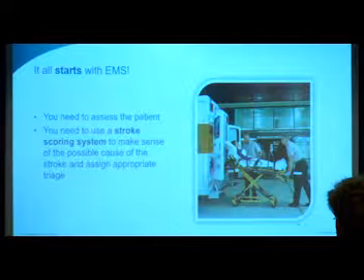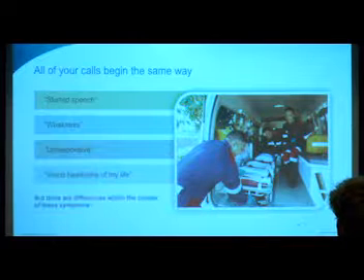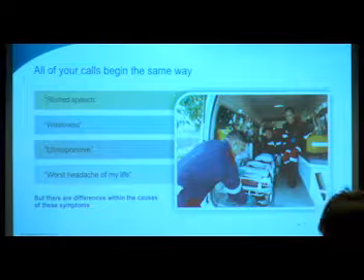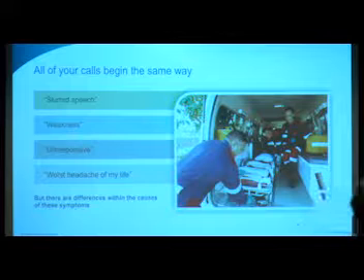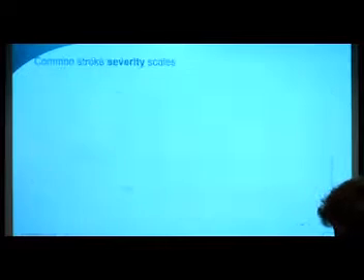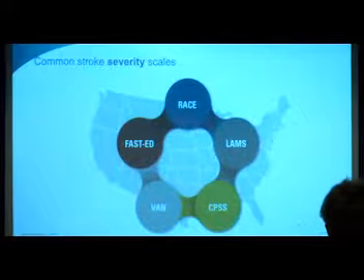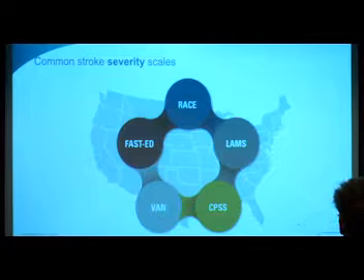Okay, and this is understandable. It all starts with the EMS. We know that, and that's why we are here to collaborate. Most of our calls, you guys agree, majority of the time when it has that stroke flavor, it starts off as slurred speech, maybe weakness, unresponsive, or worst headache of my life, which is how subarachnoid hemorrhages usually present. And then we have these common stroke severity scales. Different regions develop their own stroke scale to assess.